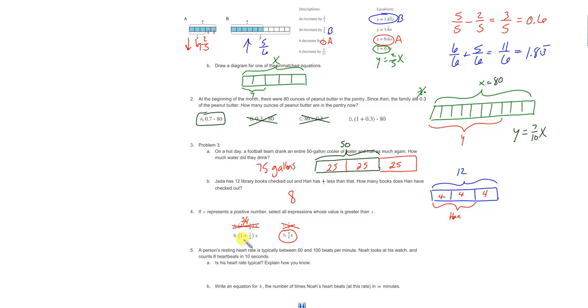And then 1 plus a quarter is 5/4, and just like the one over here, multiplying an x by a number greater than 1 will make it grow. So we want to pick B and D. And we'll save the last video for number 5.